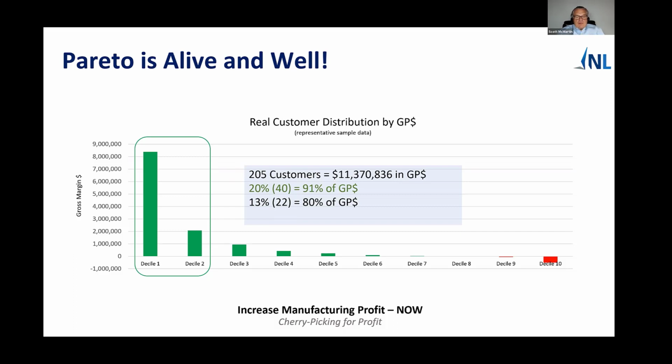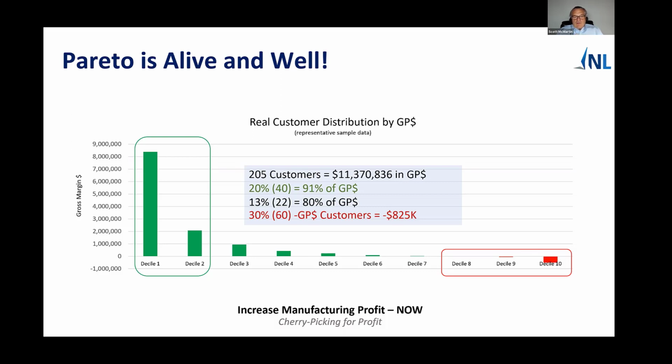And I'll tell you what, I've tried to prove Pareto wrong most of my career, but time and time again, I'm faced with the harsh reality. So in this example, this company has 205 customers generating about $11 million in gross profit dollars annually. 20% of their customers actually generate 90% of their gross profit dollars. 13% actually generate about 80% of their gross profit dollars. But what's also interesting here is you look at the other end of the spectrum, 30% or 60 of those customers actually generated negative gross profit dollar business. So we have to take a look at both sides of the spectrum.